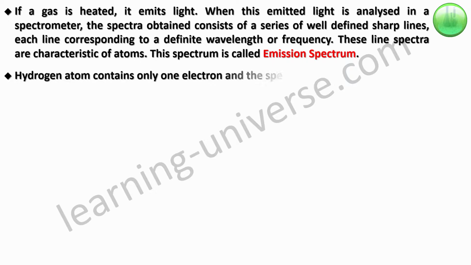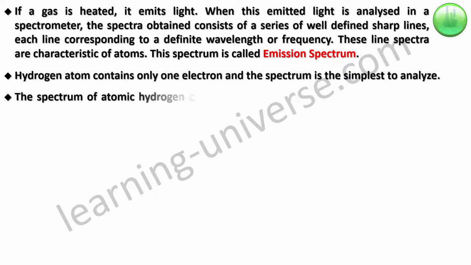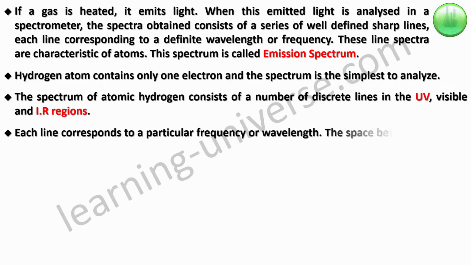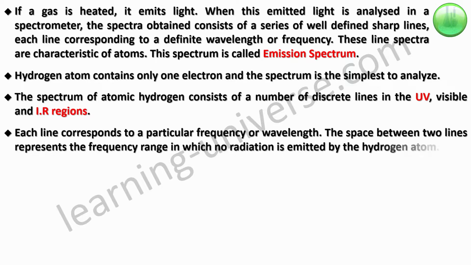Hydrogen atom contains only one electron, and the spectrum is the simplest to analyze. The spectrum of atomic hydrogen consists of a number of discrete lines in the UV, some in visible and some in IR regions. Each line corresponds to a particular frequency or wavelength. The space between the two lines represents the frequency range in which no radiation is emitted by the hydrogen atom, because that amount of energy it did not absorb. It absorbed only particular energies.